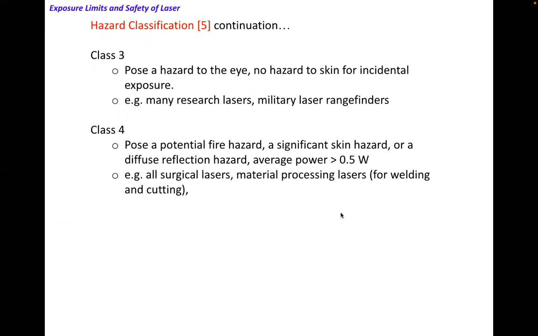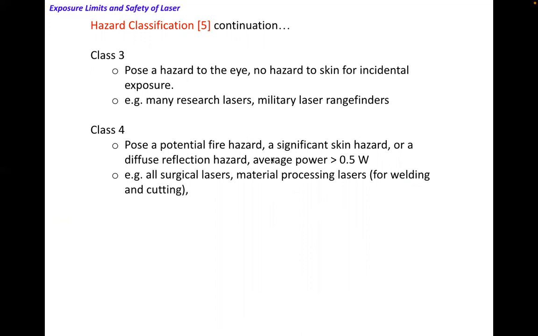Class 3, it can pose a hazard to the eye. No hazard to the skin for incidental exposure, but perhaps for prolonged or higher intensity. You might expect damage to your skin, but usually no hazard for incidental exposure. So examples of these are in research applications, in military laser range as laser range finders.